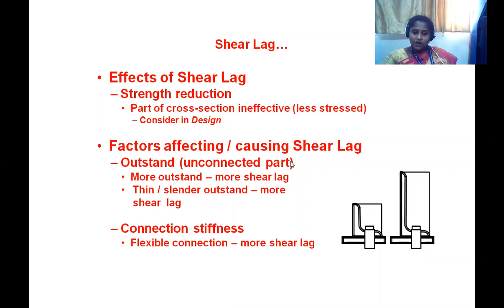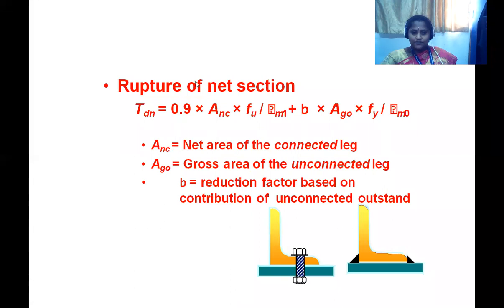And the connection, what kind of connection you are going for, whether a rigid connection or a flexible connection. If you are going for a flexible connection, the shear lag will be more. You can get more shear lag. So always it is better to go for flexible connections in the case of shear lag.